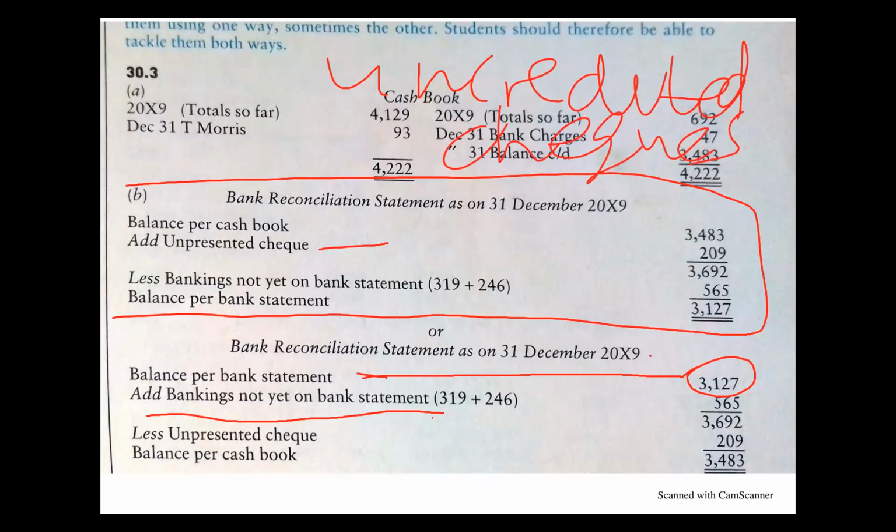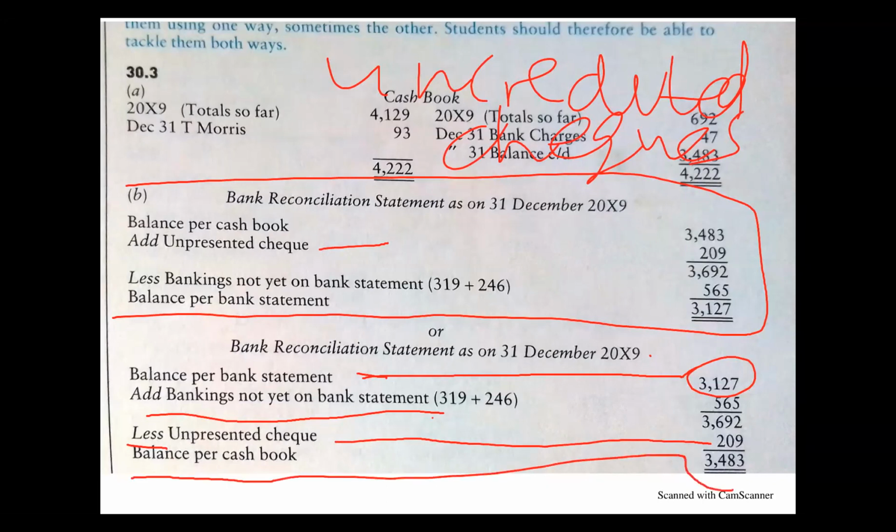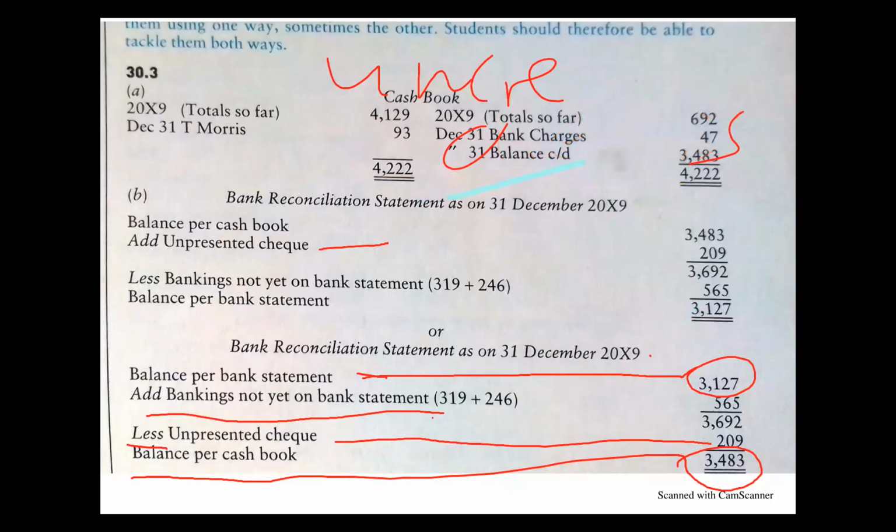And then what are you going to less now? You will less unpresented checks. Then what you will close with is the balance per cash book. Have you seen? The balance per updated cash book, of course. And observe, let's see if this amount is equal to the balance per updated cash book. You've seen it is equal. Where is it? It's here.